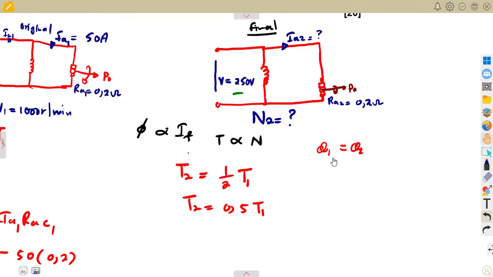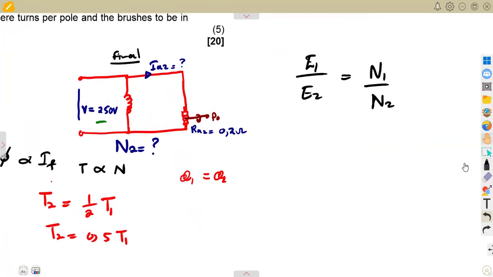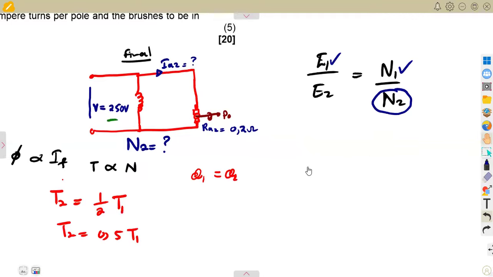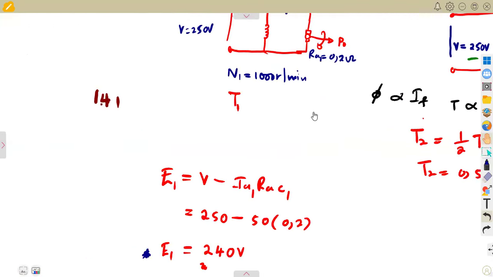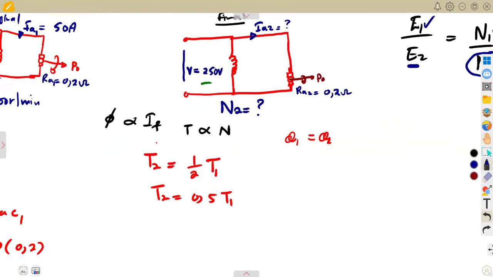So we need the speed. Remember what I talked about from our speed control formula. We ended up having E1 over E2 being equal to N1 over N2 because of the flux being equal. What is it that we need? We need to calculate N2, which is the speed of the final. Given N1, the generated EMF E1, we calculated this before, so we already have this. N1 is already given. We do not have E2. This is what we need to calculate, E2.